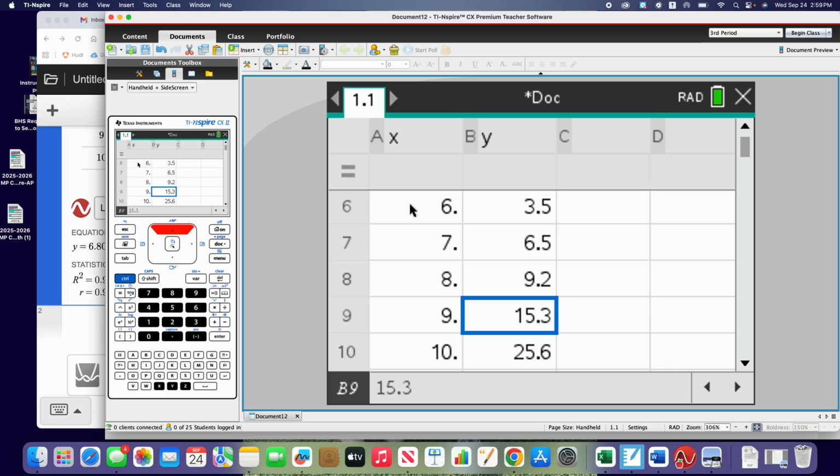I think we're getting pretty close. The number clicking is getting a little bit quieter. Okay. Now, the first thing it asked me to do on this one is to go show a scatter plot. So how do I show the scatter plot in my calculator?